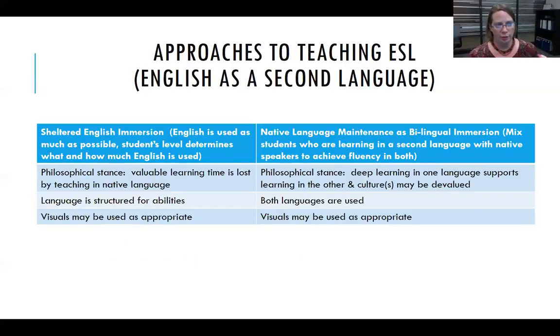With this idea of sheltered English immersion, language is structured for abilities. So again, it has to do with development, where they're at, so how much have they learned of English, and then visuals may be used as appropriate.